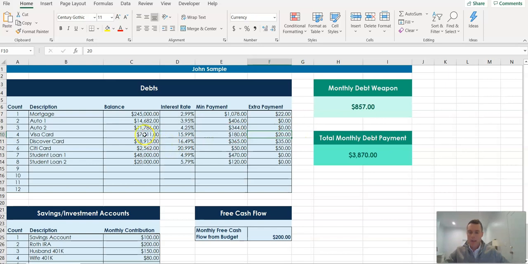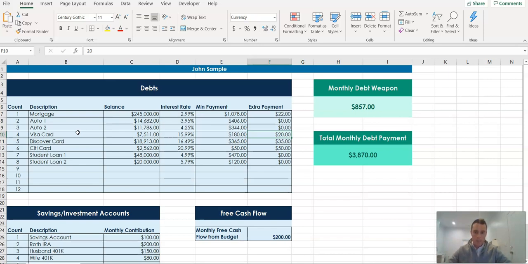If you have any questions about where to get this data, nowadays, most everything's online. So if you have an online account, usually it's pretty easy to see what your balance is. If you have questions about your interest rate, you can always call your creditor, your lender, or your credit card company, which is the creditor. But they'll be able to tell you what your interest rate is.